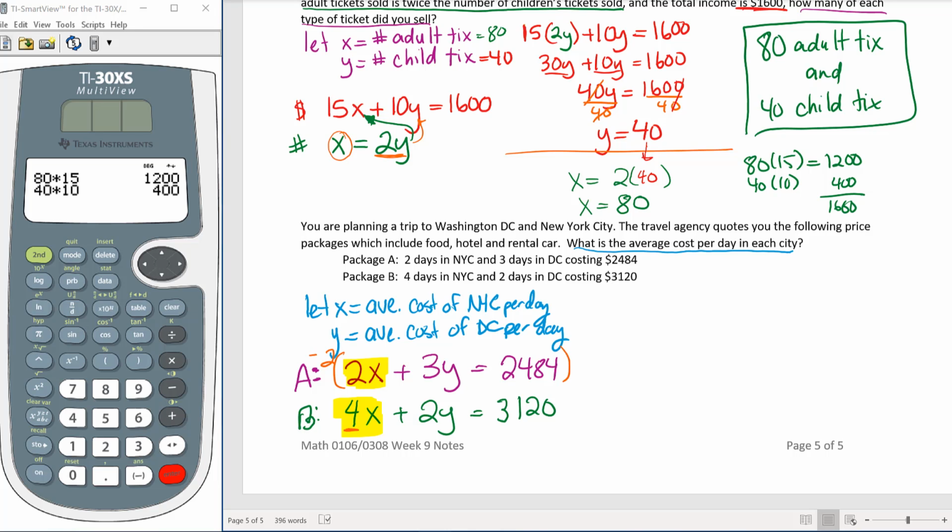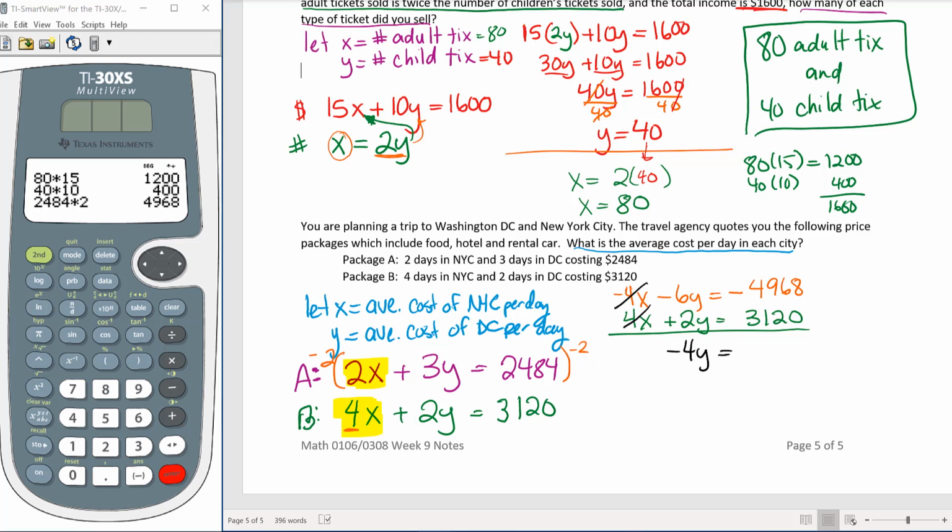So negative 2 times 2x is negative 4x. Negative 2 times 3y is negative 6y. And negative 2 times 2,484, let's do that in our calculator: 2,484 times 2 is, because I forgot to multiply by negative 2, negative 4,968. The B equation already has a positive 4x, so I'm just going to write that right underneath, so that when I add the equations together, the negative 4x and positive 4x add to 0. Negative 6y plus 2y is negative 4y.